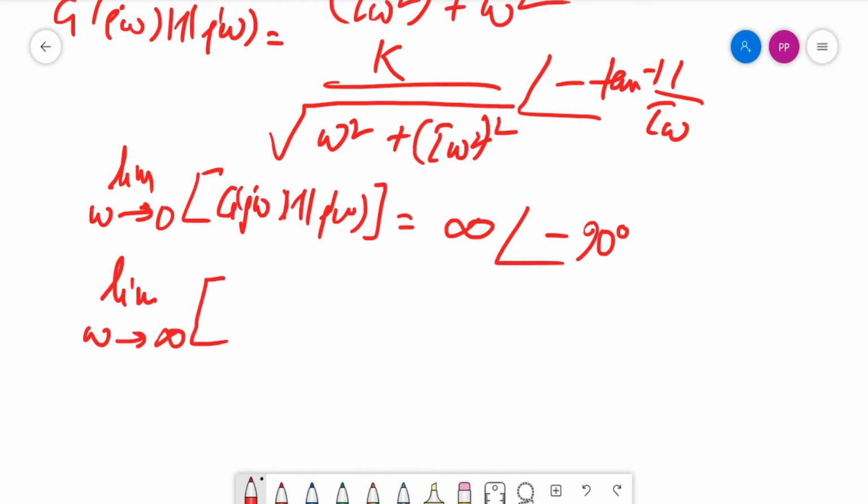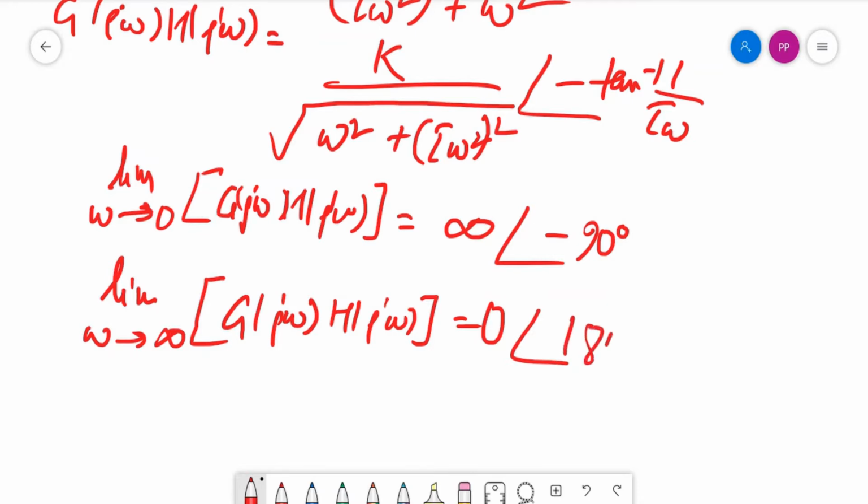Similarly, we can find out the magnitude and phase for infinite frequency. So we will start plotting at 0 frequency and reach up to infinite frequency. So omega tends to infinity, G(j omega)H(j omega) should be equal to, now here you see the omega value is very large, so magnitude is almost 0, but here you see, because of the minus term in front, it will become an angle of 180 degree, right? So again we can draw the plot for it.